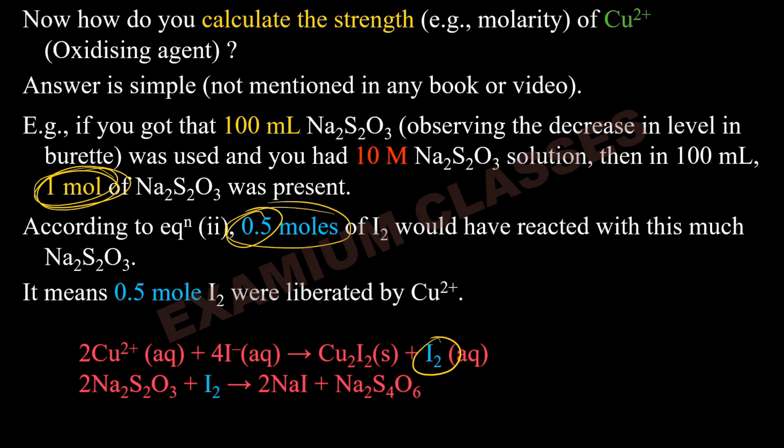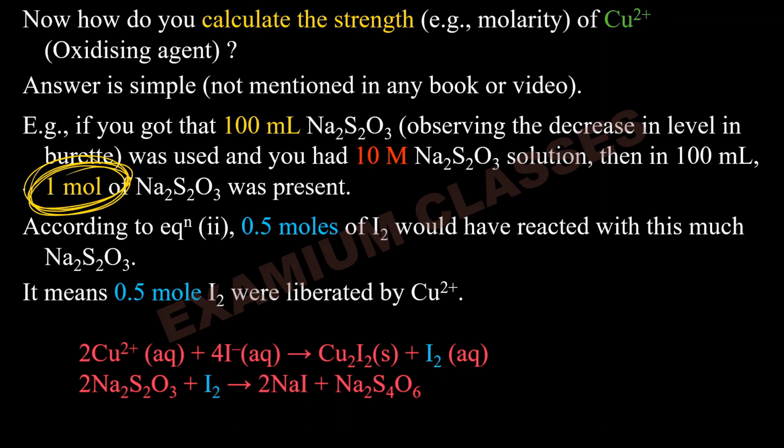So it means 0.5 mole of I2 was liberated by Cu2+, and hence we can say that 1 mole of copper sulfate was present. You can skip the step from here to here, because you can see I2 is the same in both. You can directly say whatever moles of sodium thiosulfate were used, the same number of moles of copper sulfate were present. 2, 2, same ratio. Okay.